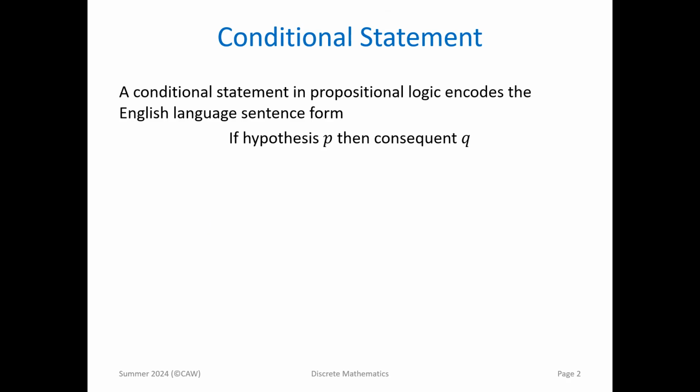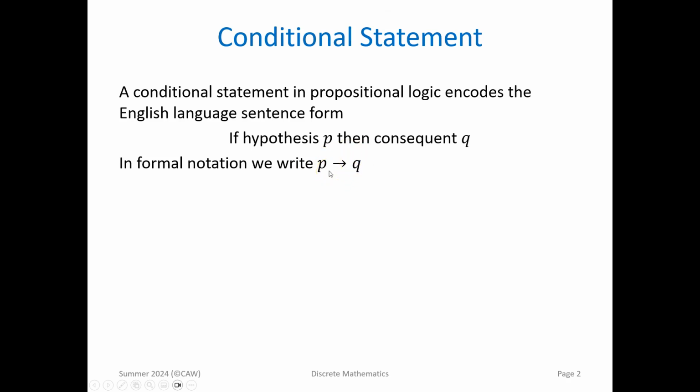Conditional statement. What do we mean by a conditional statement? In the English language, it has a form something like this: if hypothesis P, then consequent Q. Now, you won't see it written like that anywhere, but the idea is if something, then something else. In formal notation, in the context of our formal notation study in discrete mathematics, we use an arrow. We write it as P arrow Q.